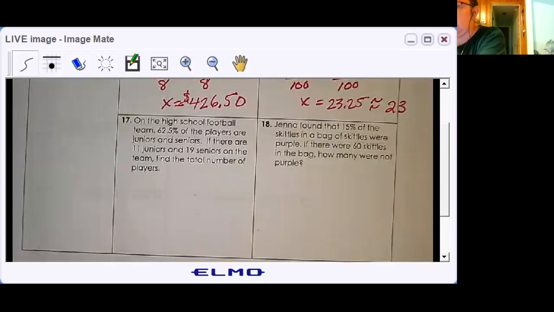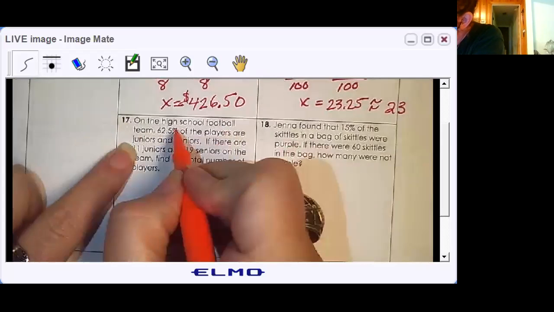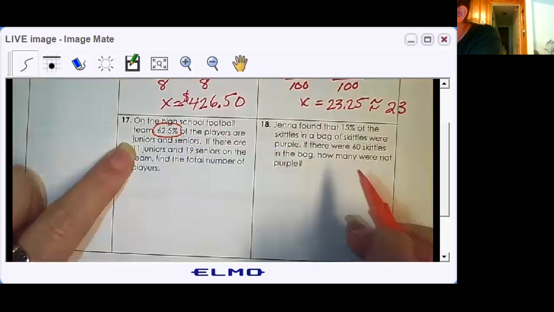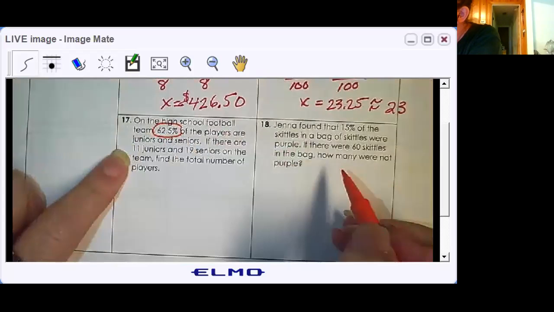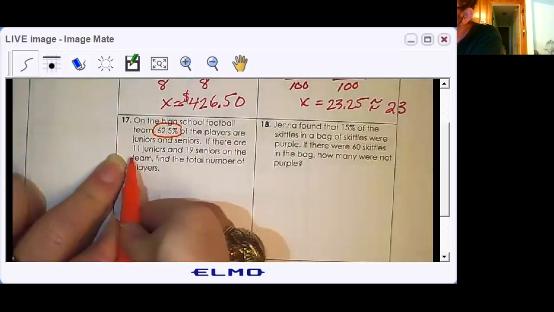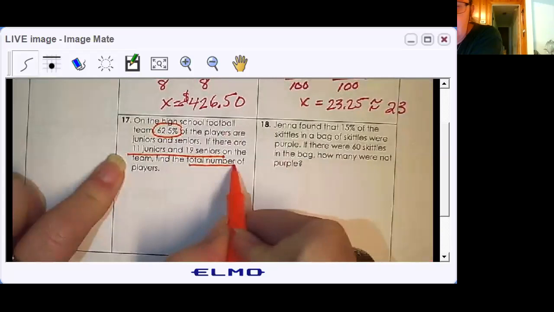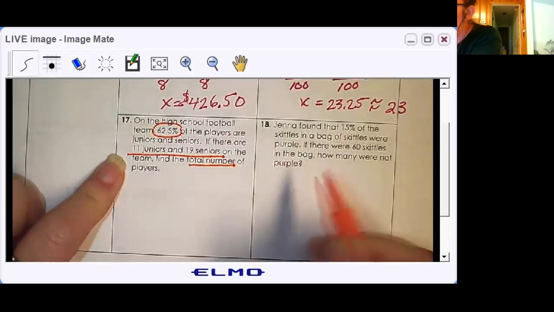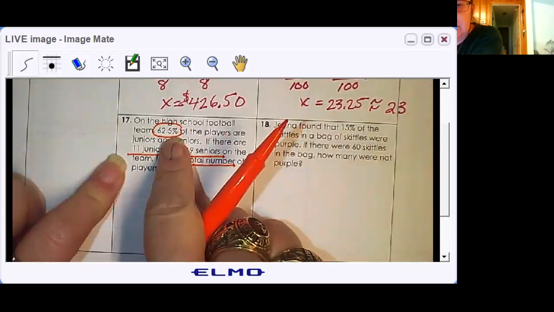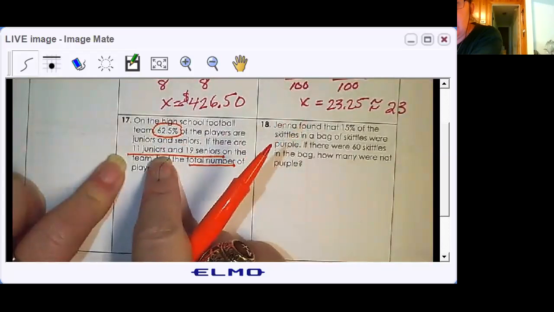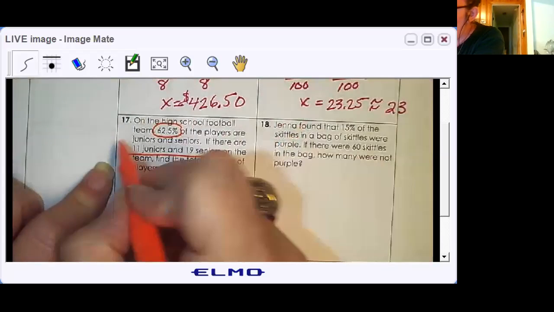Okay, here we go. First things first, mark your problem. On the high school football team, 62.5% of the players are juniors and seniors. If there are 11 juniors and 19 seniors on the team, find the total number of players. So I have my percent, I have my part, and I have my whole.